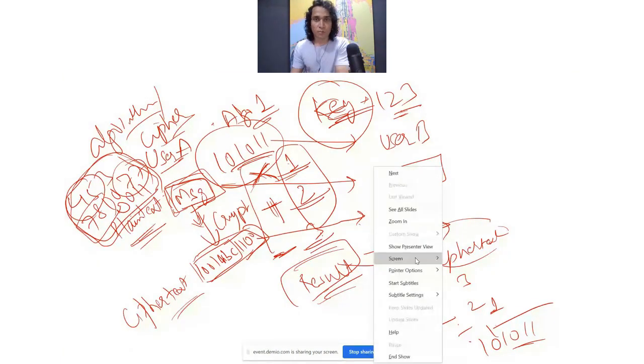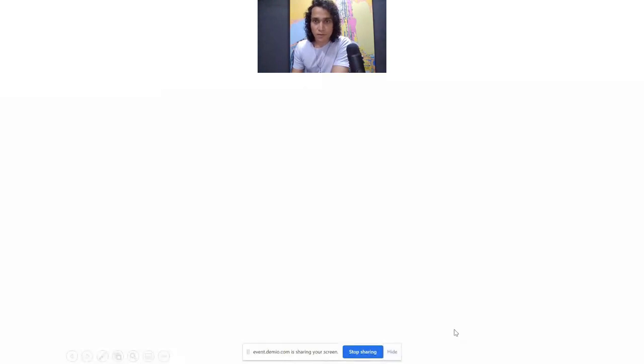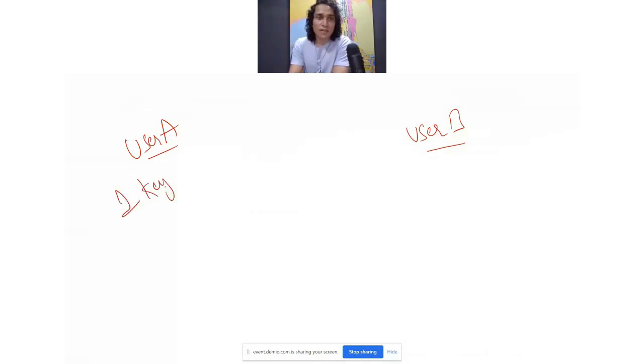Let's go back to the drawing board and I will erase everything. All right. Now, let's say again, we have user A and user B. User A wants to communicate with user B and they want to communicate securely. With symmetric encryption, a single key is used. One key is used for both encryption as well as decryption purposes.